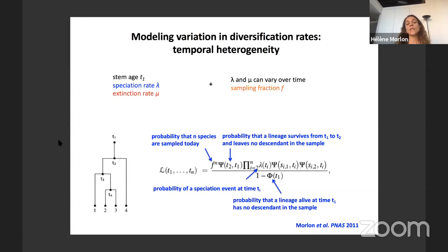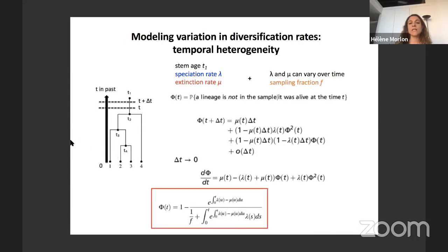Usually, for example, we need probabilities such as the probability that a lineage alive at a given time doesn't leave any descendant in the sample at present. To obtain this type of probability, what we usually do is write down this probability at time t plus delta t as a function of the probability at time t. So for example, if we're talking about the probability that a lineage is not sampled at present, given that it was alive at time t, we write what can happen during the time delta t.